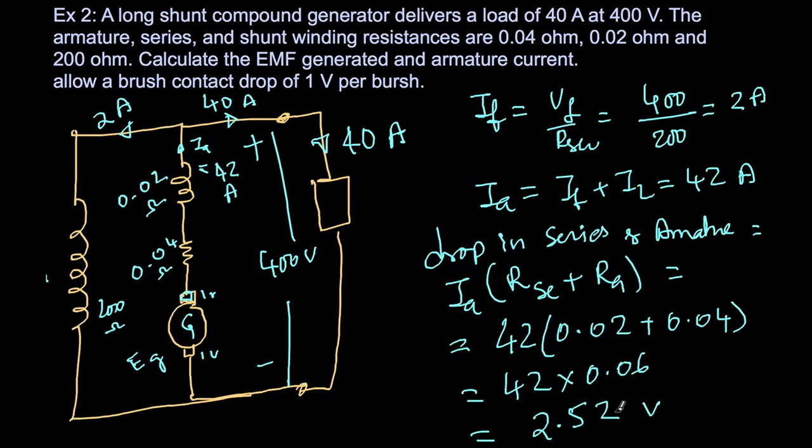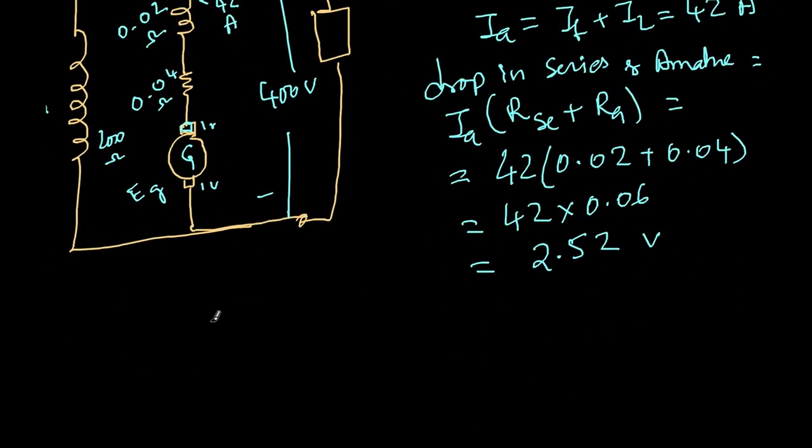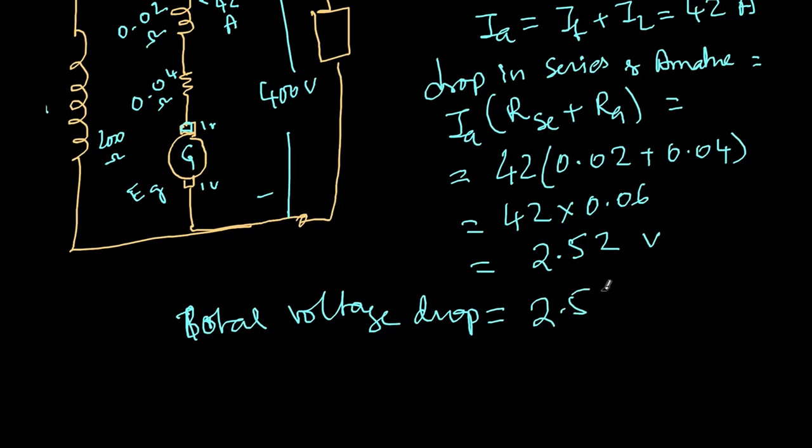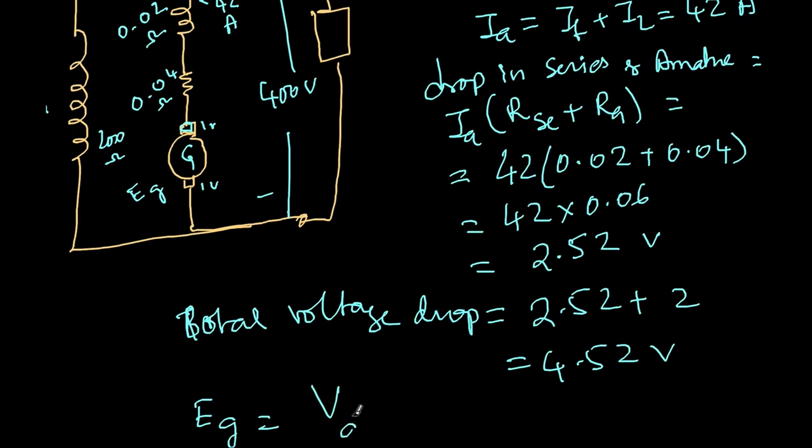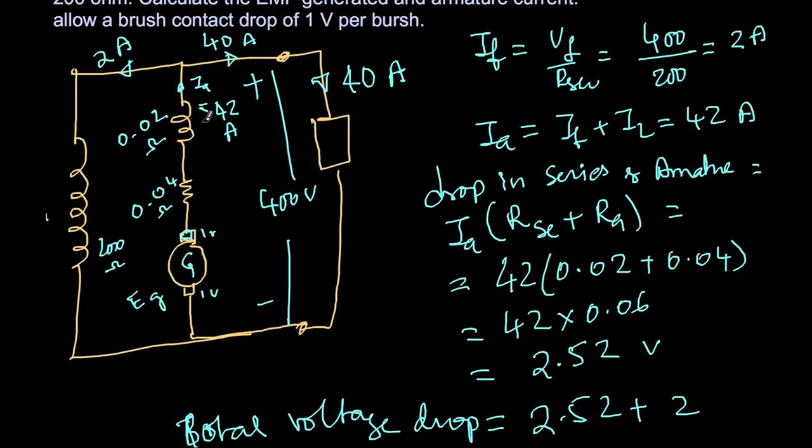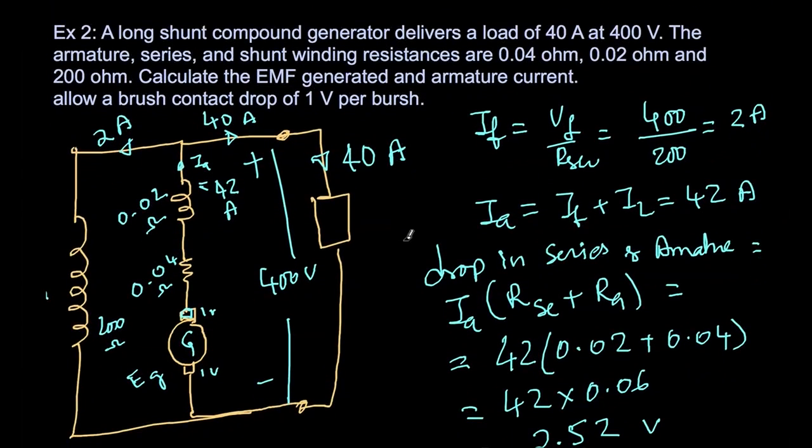Now this voltage will be added to the output voltage, and of course I also have to add the brush drop. So the total voltage drop is 2.52 plus the brush voltage drop, which is 4.52 volts. Therefore, the generated voltage Eg is the voltage drop plus the output voltage V, so that is 404.52 volts. This is what was asked in the question: what is the generated EMF and what is the armature current? Both we have calculated.